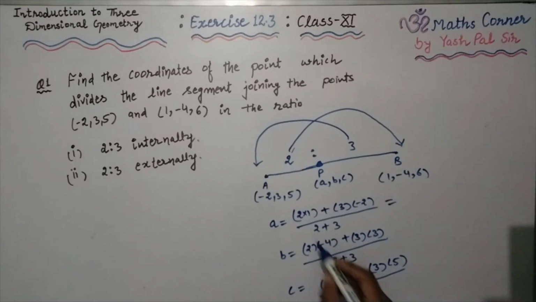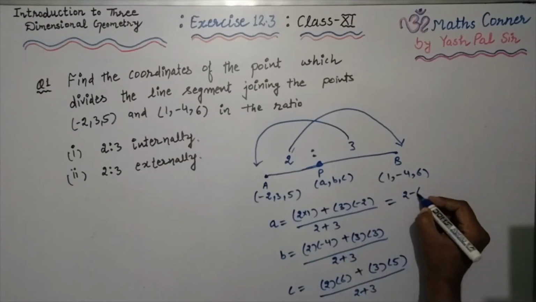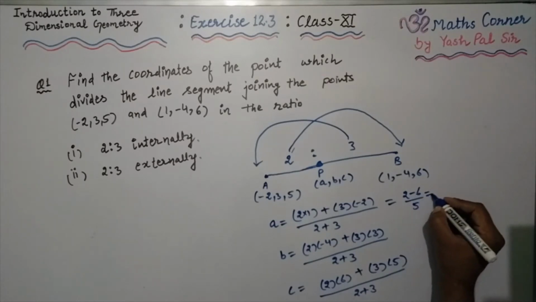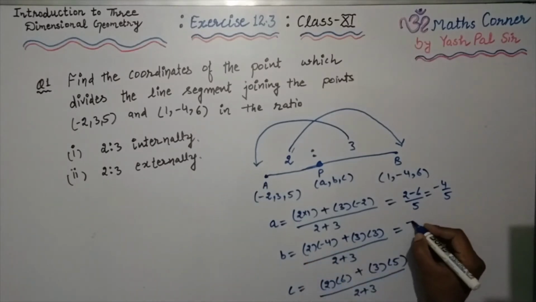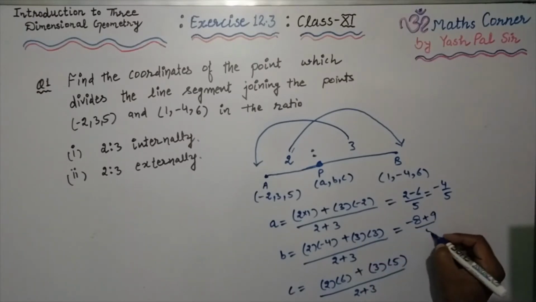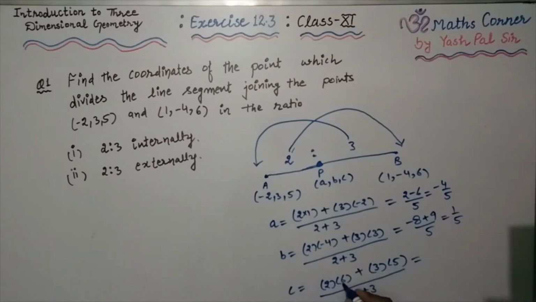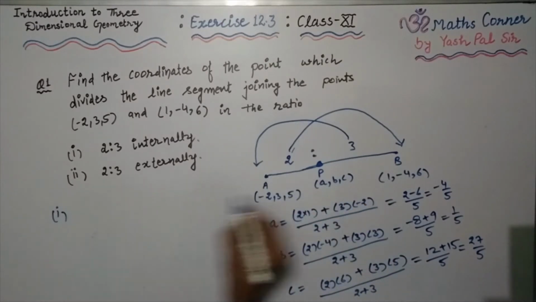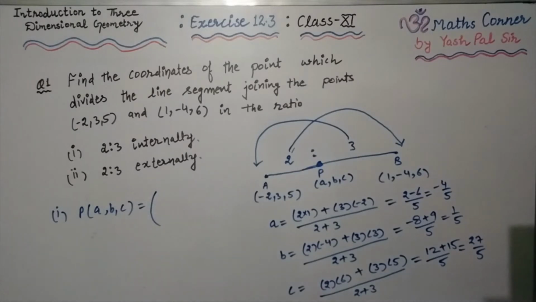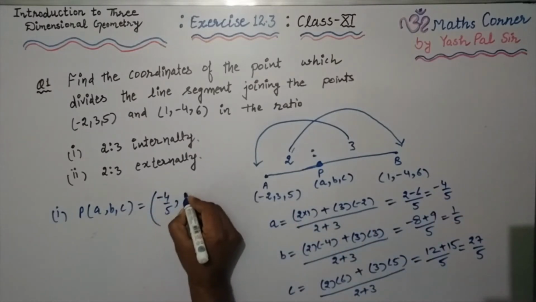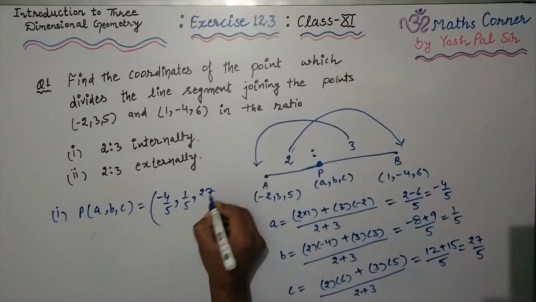Solving this, we have 3 into 2 is 6, minus 6, upon 2 plus 3 is 5. 2 minus 6 is minus 4 upon 5. B is equal to 2 into minus 4 is minus 8 plus 3 into 3 is 9, divided by 5, that is 1 upon 5. Here 6 into 2 is 12, 5 into 3 is 15, divided by 5, this is equal to 27 divided by 5. So the coordinates of point P, A, B, C, we have got the answer. The values of A, B and C are minus 4 upon 5, 1 upon 5, 27 upon 5.